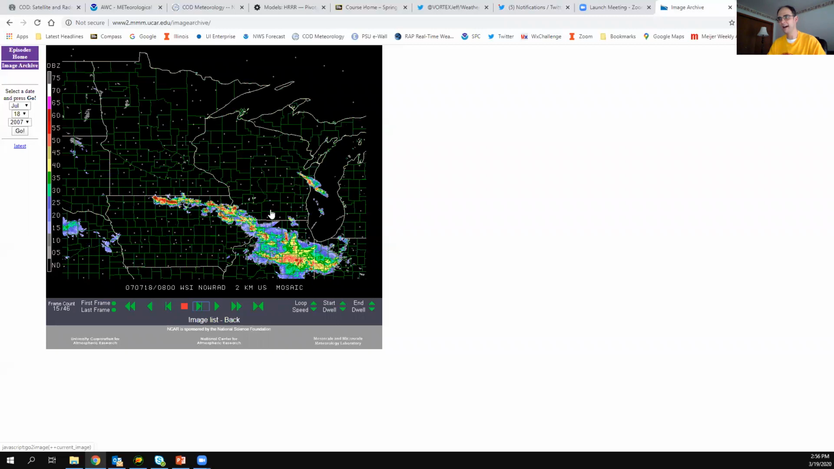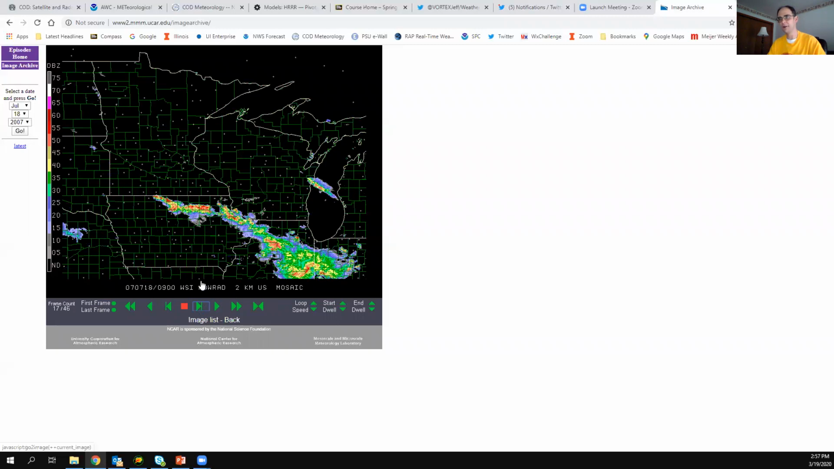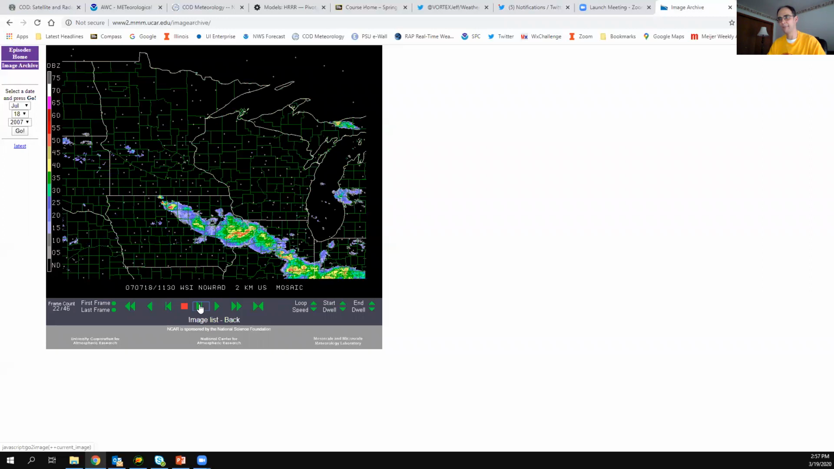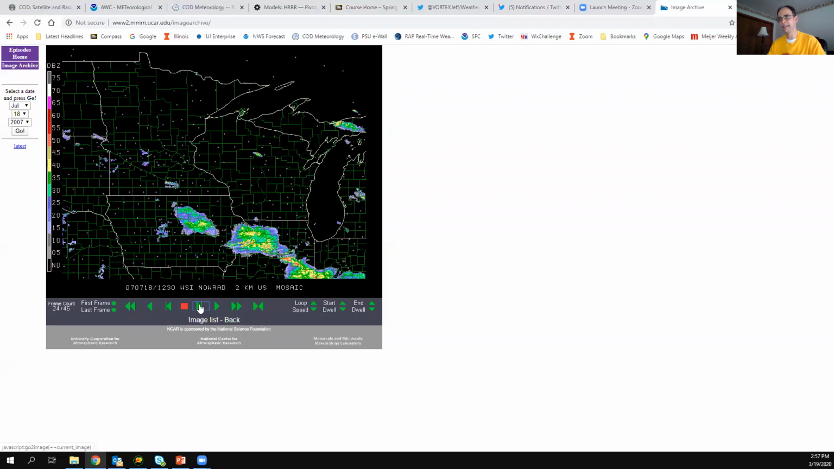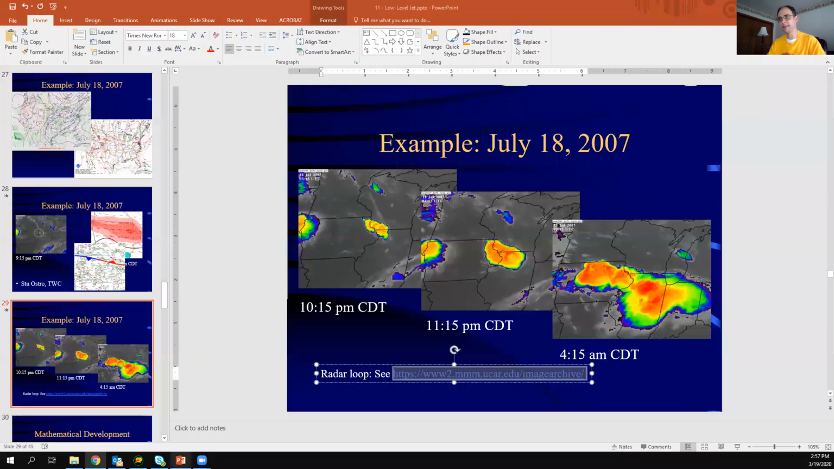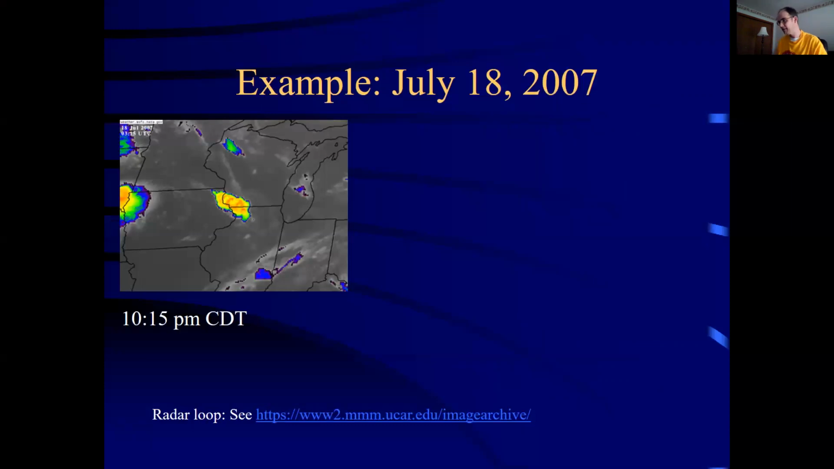And you see that MCS now diving across northern into central Illinois, while another separate MCS develops over northern Iowa. And then by 12Z, 13Z, you see these MCSs here beginning to wane as the low-level jet decays, with, as we'll see, the onset of vertical mixing during the next day.